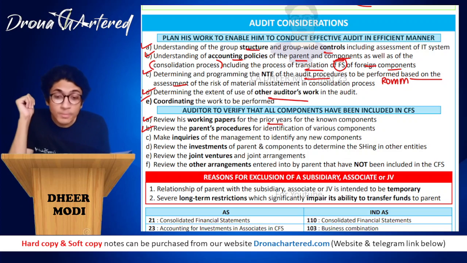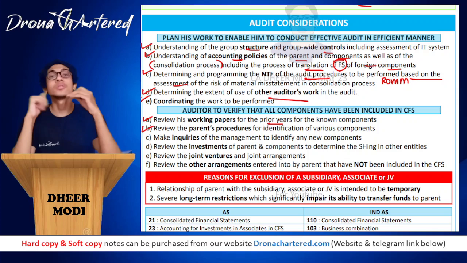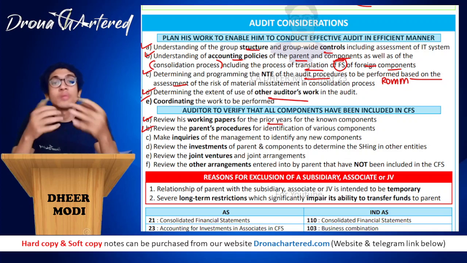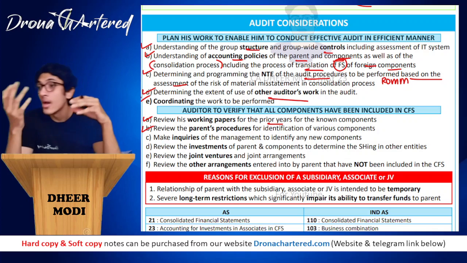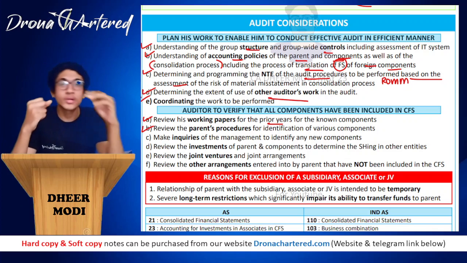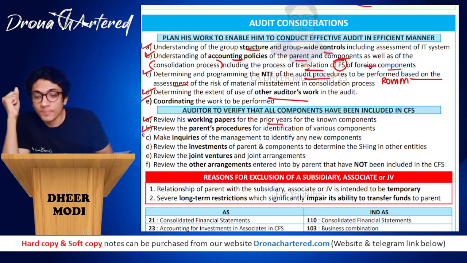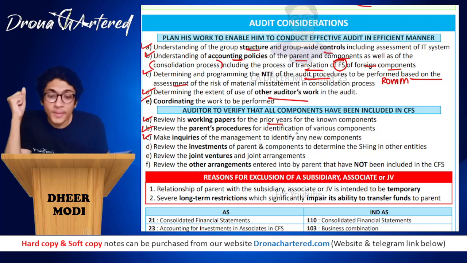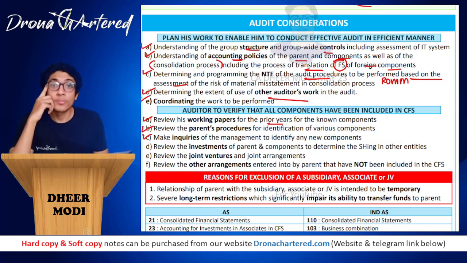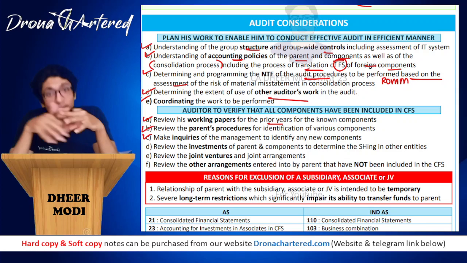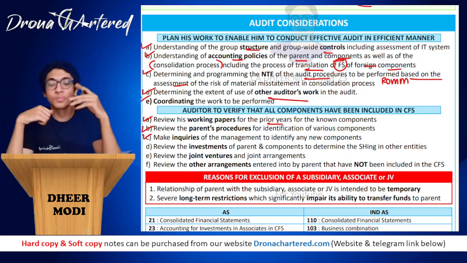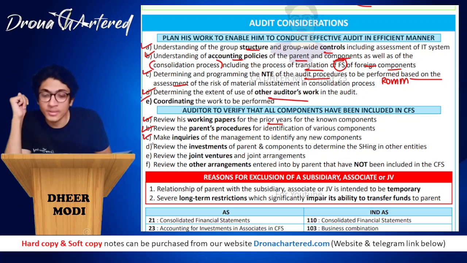Next, review the parent's procedures for identification of various components. You will understand how the parent identifies who has to be consolidated and who does not have to be. Next, make inquiries of the management to identify any new components. You have to ask them whether they have acquired anything. Do you have more than 50% stake in any other company right now? Have you done anything during this year to purchase something? So you'll have to inquire them.